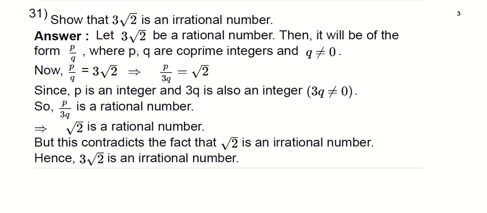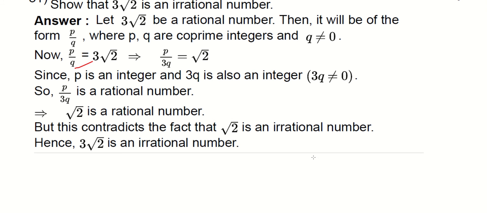Prove that root 3 is an irrational number. Suppose root 3 equals p by q, keep 2 root 3 take down, so p by 2q equals this one. Then this is a rational number and this is also a rational number. But this contradicts the fact that root 3 is an irrational number. Therefore 3 root 2 is an irrational number only.